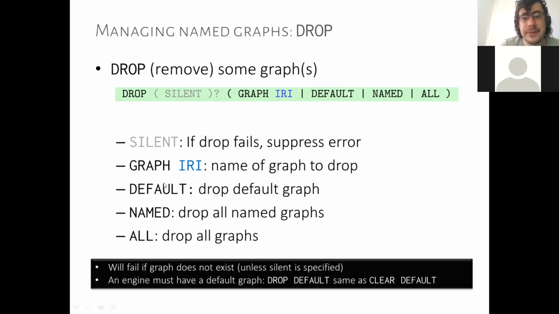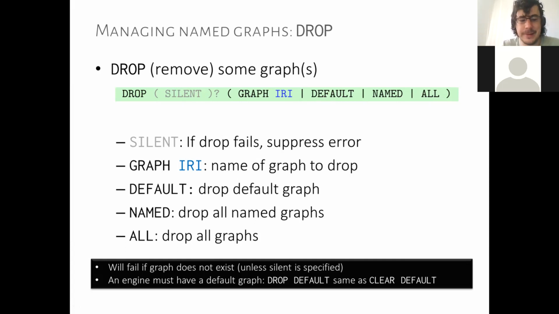We can drop graphs. So this means we actually just completely delete the graph. We can either delete a specified named graph, we can remove a default graph, we can remove all named graphs, or we can remove all graphs. Again, we have this silent option here. It's important to note that we must have a default graph. So if we drop the default graph, it creates a new blank one. So there's a new empty default graph.